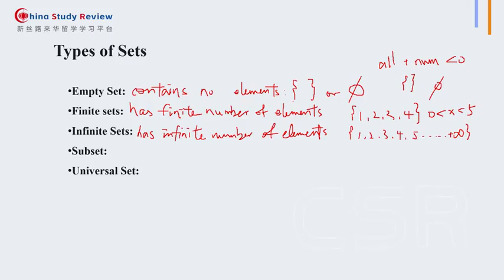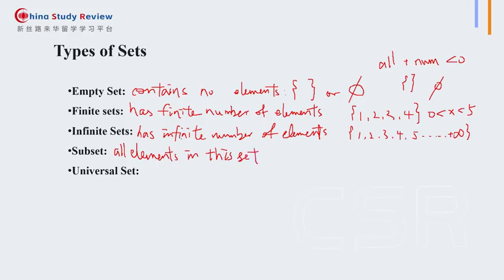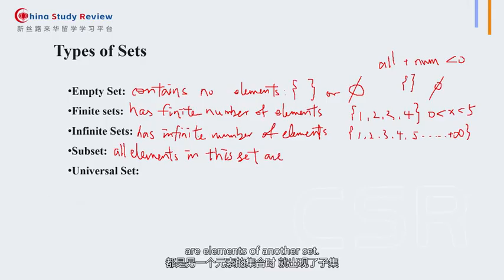And then we have subset. A subset happens when all elements in this set are elements of another set.